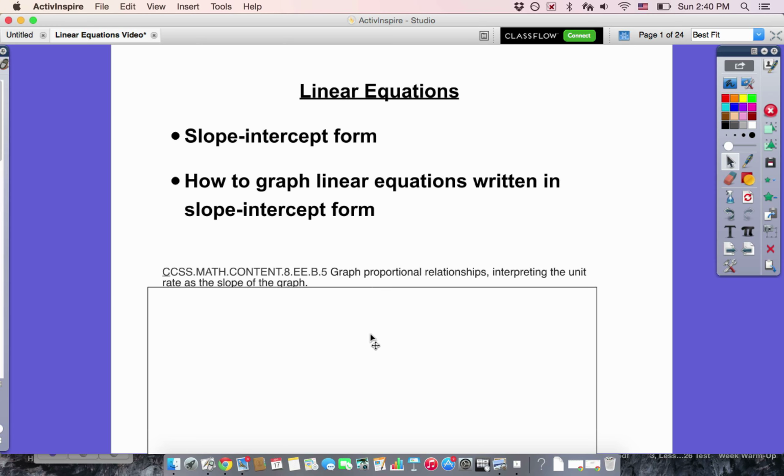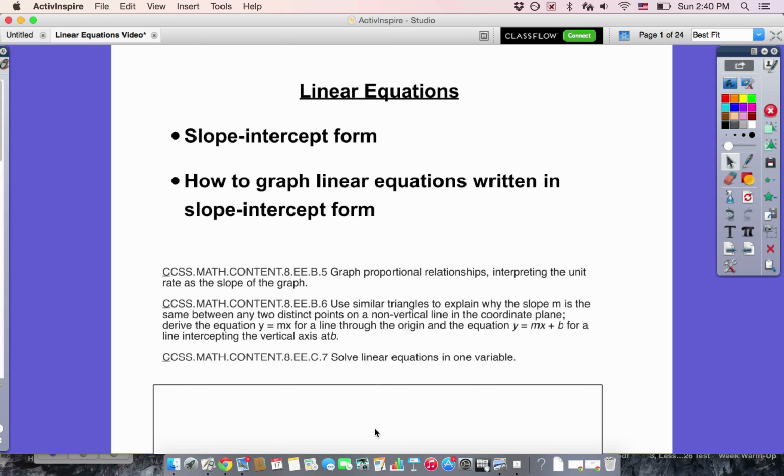Some of the standards that we're going to cover are the 8th grade standard for equations and expressions: graph proportional relationships, interpreting the unit rate as the slope of the graph. We're also going to use similar triangles to explain why the slope is the same between any two distinct points on a non-vertical line in a coordinate plane. Okay, and we're also going to solve linear equations in one variable. Okay, so let's get started.